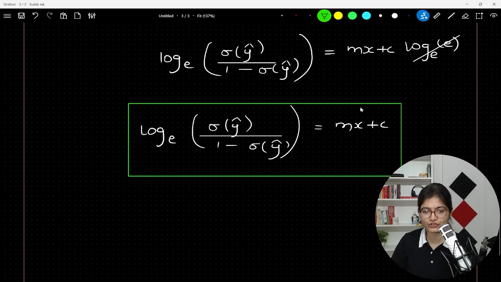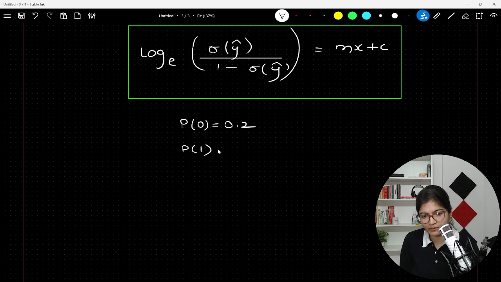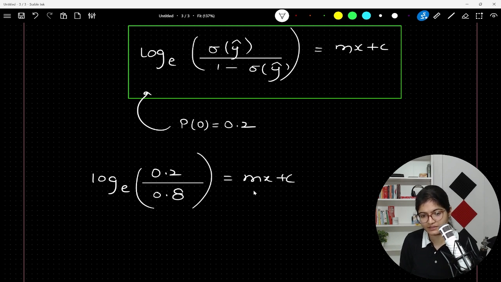So here, if you will be able to see, now what is happening is, let's say I am saying that the probability of class 0 is 0.2. Probability of class 1 will automatically be 1 minus 0.2, which will be 0.8. So if you apply the value on this equation, you will get log base e of 0.2 divided by 1 minus 0.2, which is 0.8, equals mx plus c. This is the value which you want to compute, the value of y cap in our case.